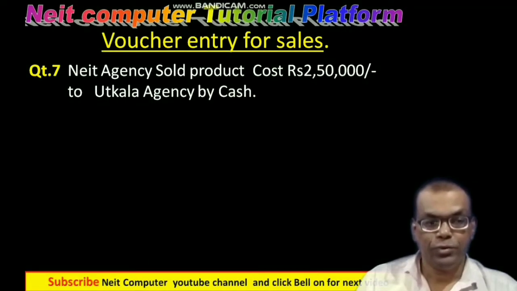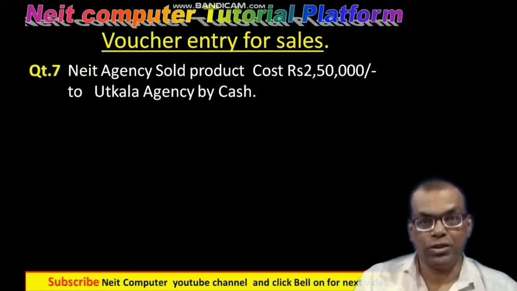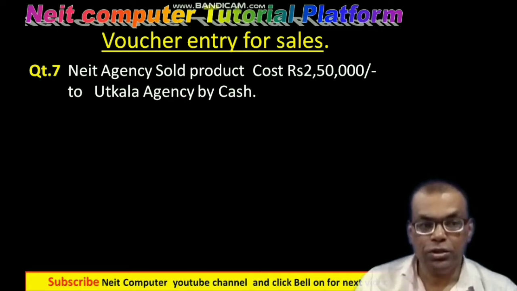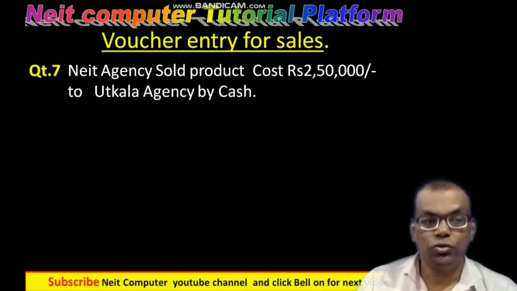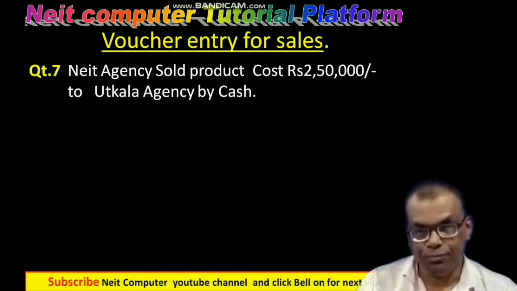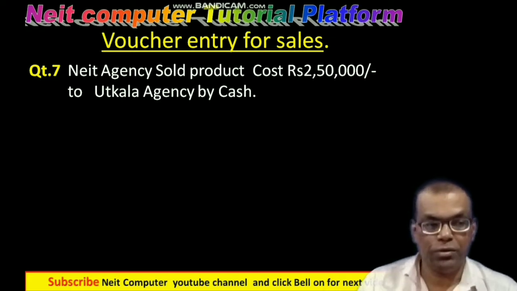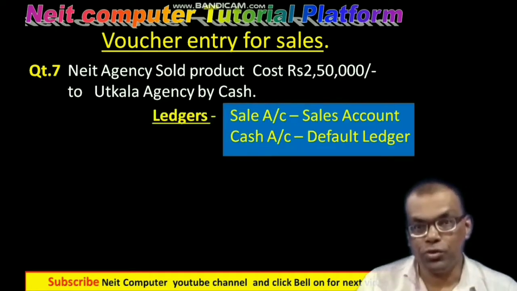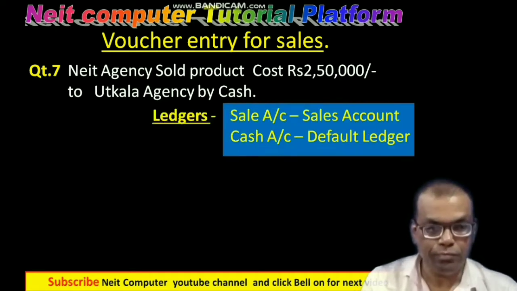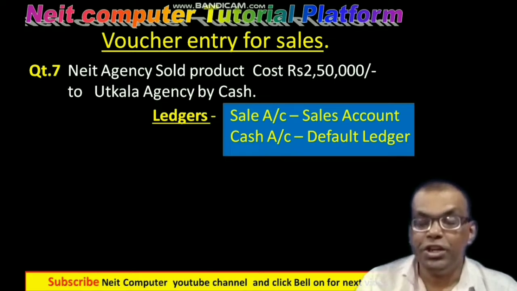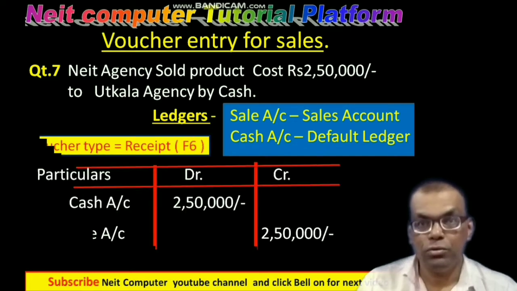Neit agency sold product costing 2,50,000 to Utkal agency by cash. As per this question, Neit agency sold the product to Utkal agency and received cash of 2,50,000 directly. So according to this question, what ledgers do we have to create? There must be one sale ledger under sales account and a cash ledger, which exists by default.